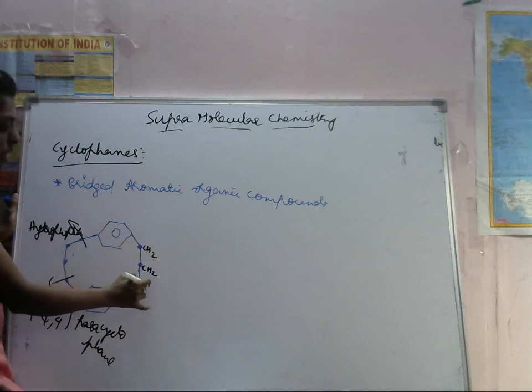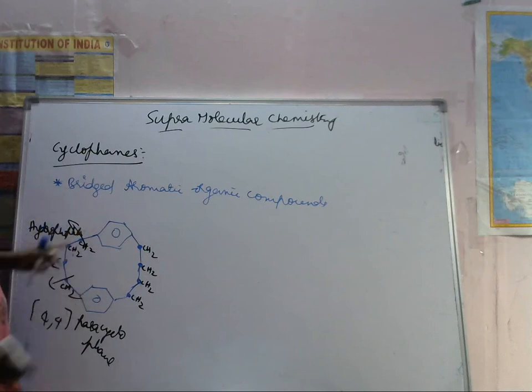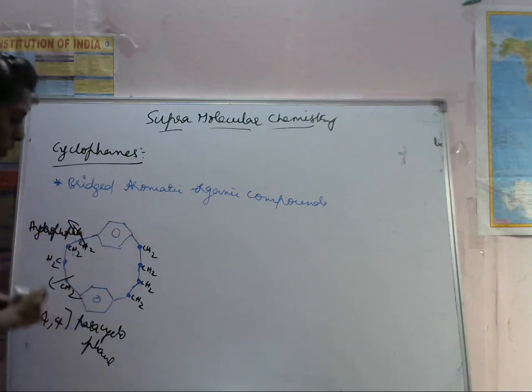These are paramethylene groups. If you see here, 4 groups are there, 4 CH2 bridges, so that's why it is called 4,4 cyclophane.